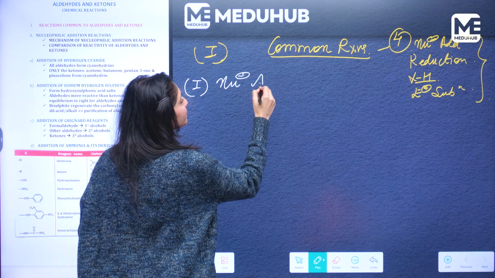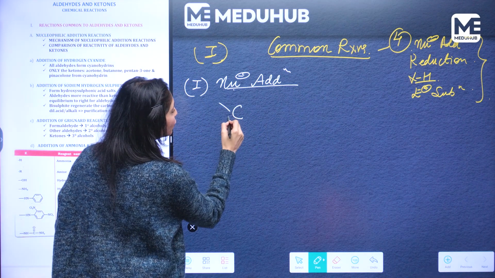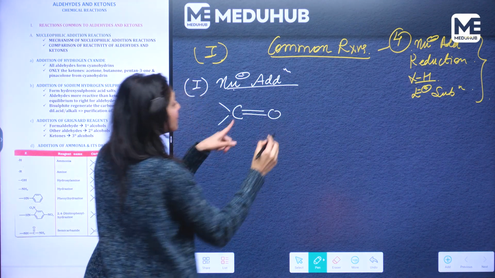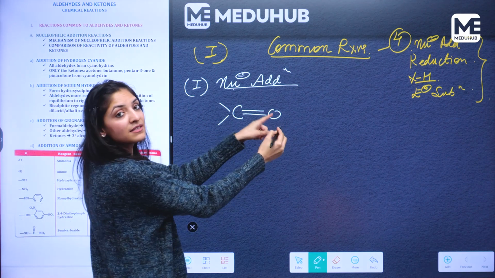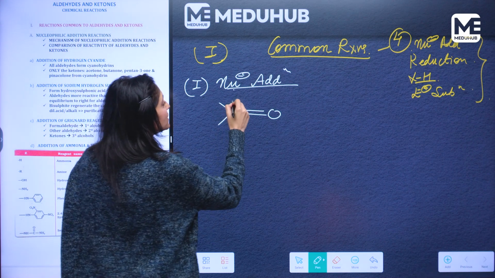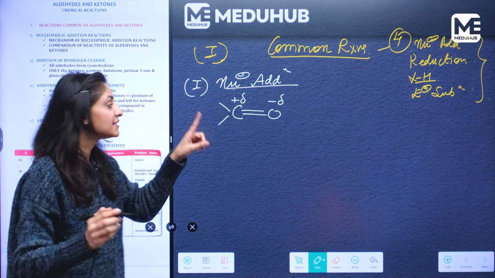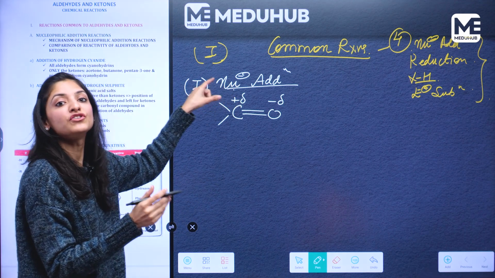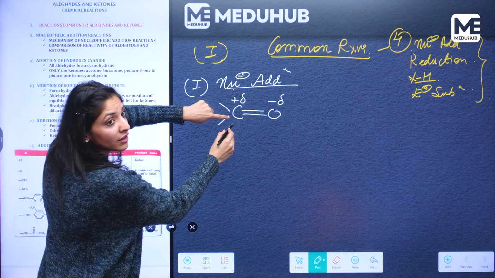Nucleophilic addition. When we talk about a carbonyl group, this carbon is an electrophilic center. Why? Because oxygen has a strong minus I effect because it is electronegative. So this has a slight positive charge, this has a slight negative charge. This is the reason why a nucleophile, which is an electron-rich species, would want to attack a carbonyl carbon.